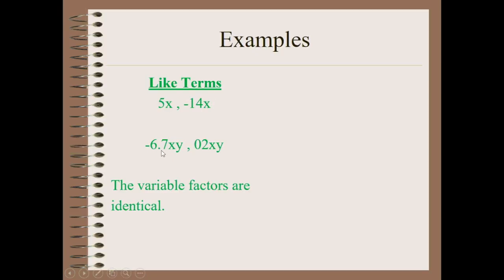Here you have negative 6.7xy, x and y together, and let's say that should have had a decimal, 0.2xy. Those have the same variables, so they're paired together.